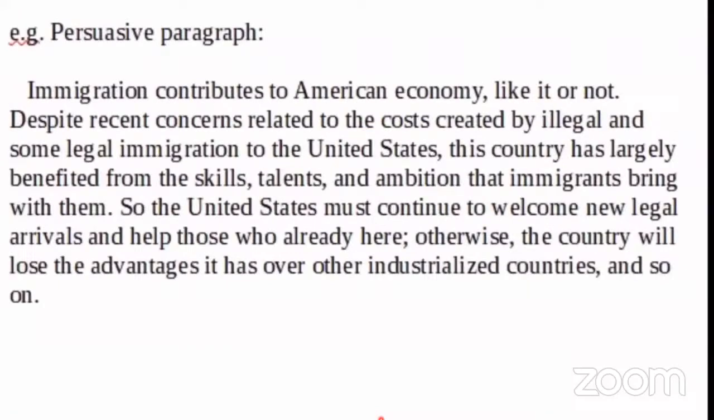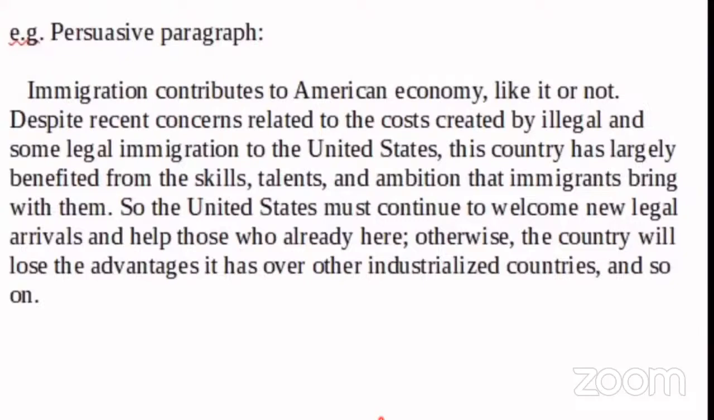Okay, so: immigration contributes to the American economy, like it or not. Despite recent concerns related to the costs created by illegal and some legal immigration, this country has largely benefited from the skills, talents, and ambition that migrants bring. So the United States must continue to welcome new legal arrivals, otherwise the country will lose the advantages it has over other industrialized countries, and so on.